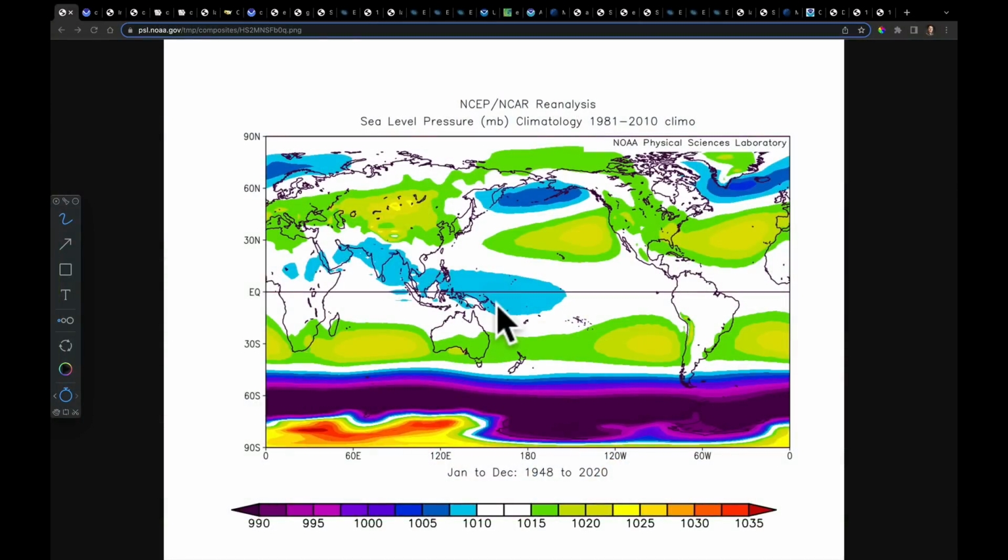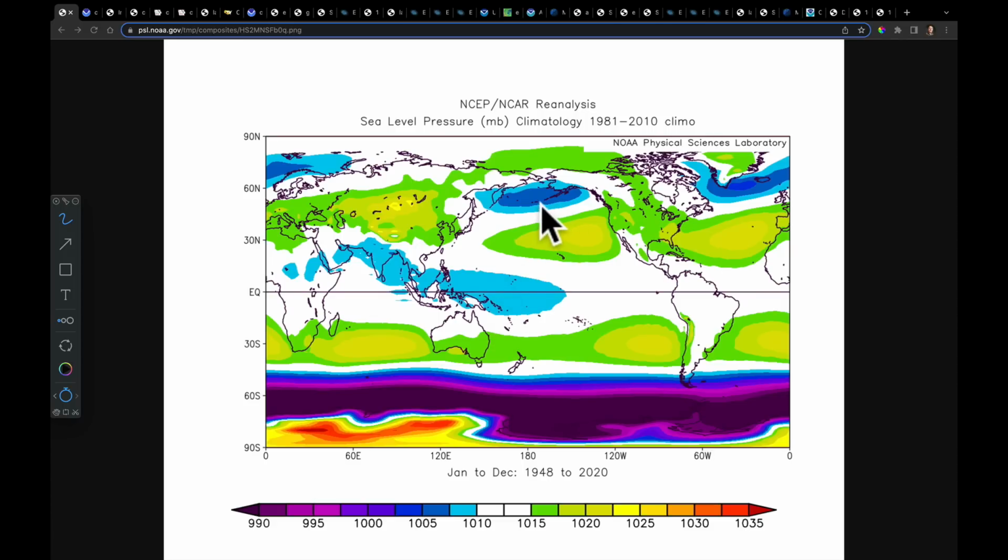One of the very first things we ever teach our students in atmospheric sciences and meteorology are the semi-permanent high-pressure systems and low-pressure systems. What you've got here is a climatology, a composite map of all days since 1948 looking at sea level pressure. And what we're looking at here is differences from the climatological average, which is about 1013.25 millibars.